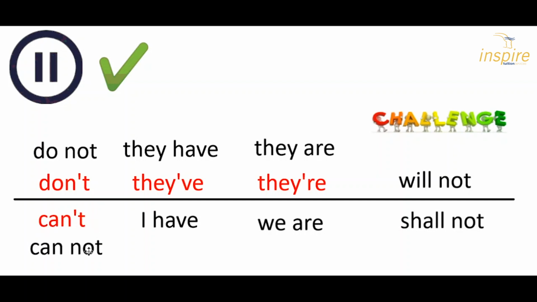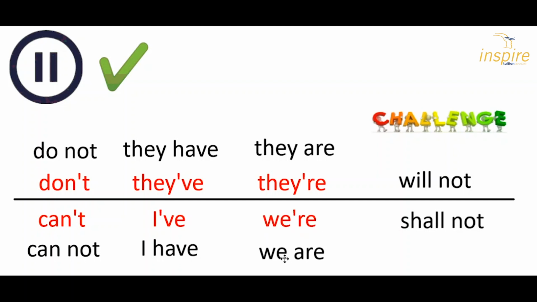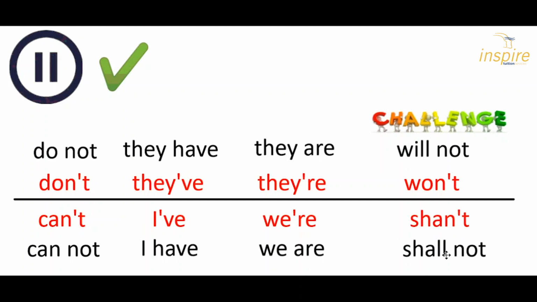Cannot becomes can't. I have becomes I've. Remember there's two letters missing there. We are becomes we're. These are slightly trickier because the words change altogether. So will not becomes won't. We still put the apostrophe in the not part. And shall not becomes shan't. And although there's two L's missing as well, we still only put the apostrophe where the O is missing.